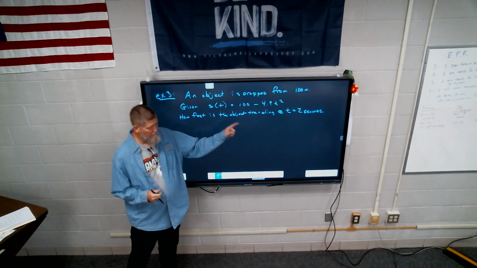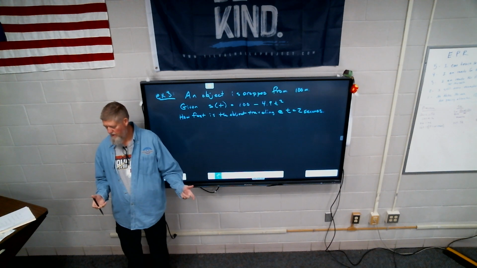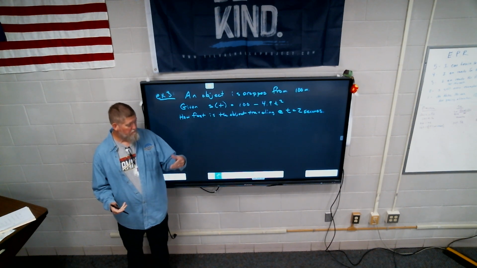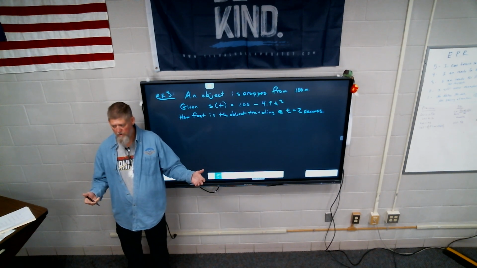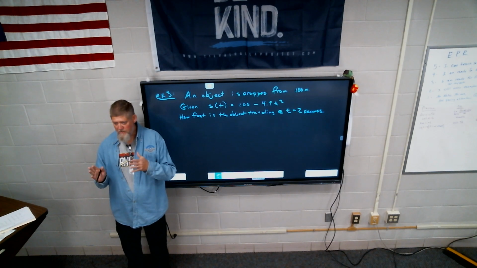How fast is the object traveling at a certain position? So what are we looking for? Now position, the slope, the change of its position over time. What do we call that in generic terms? Speed. Velocity. Okay, so what's the difference between speed and velocity?